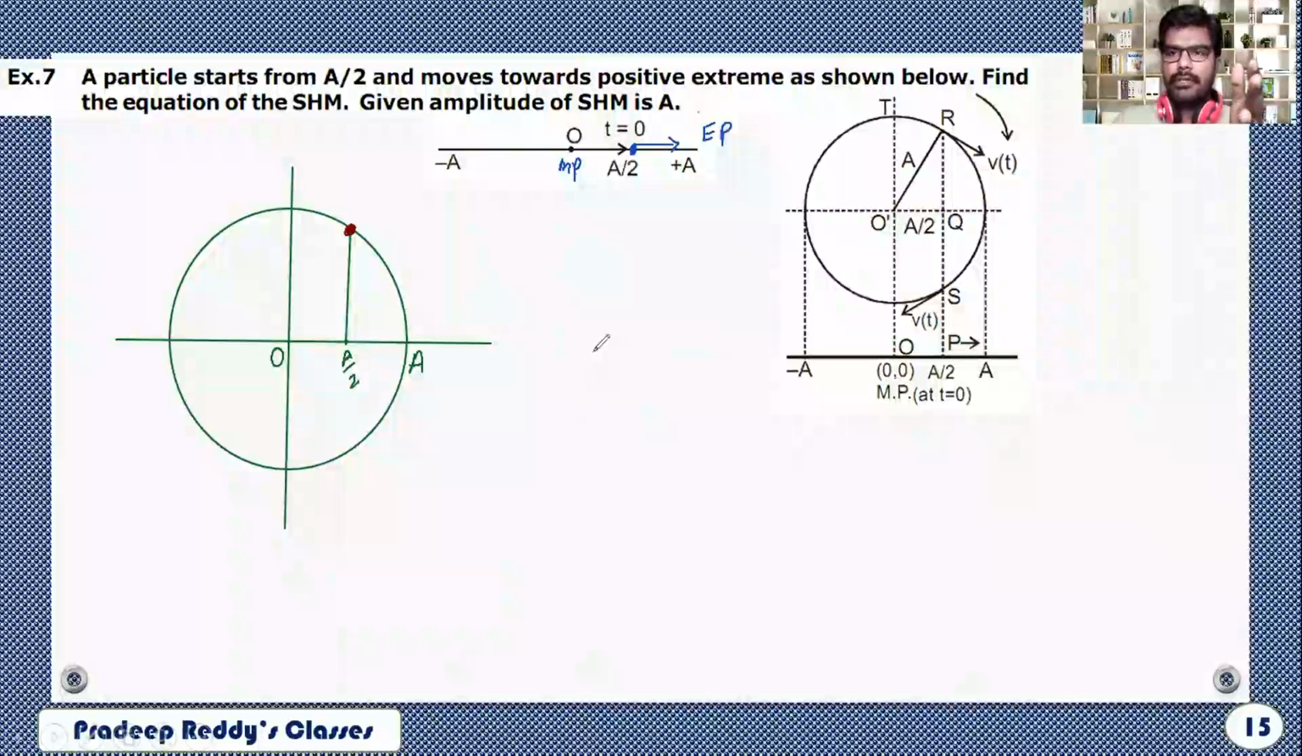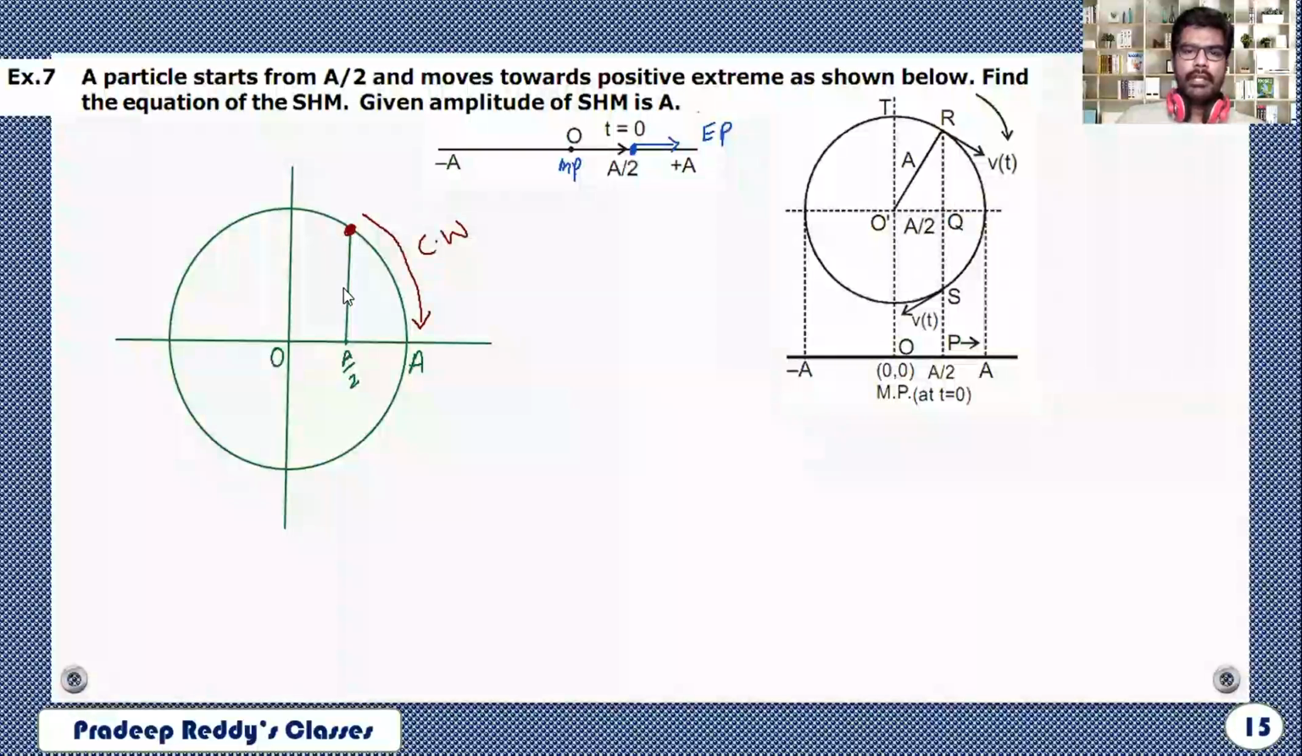It is not traveling towards the mean position. It is traveling towards the positive extreme point. That means the particle is coming towards this plus a. Therefore, you are supposed to take clockwise rotation. Suppose the particle is going towards negative amplitude, towards the origin or the mean position or towards minus a, then the same should be taken in the anti-clockwise direction. Okay, now this is the position where the particle is starting.